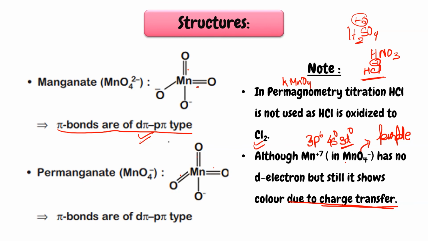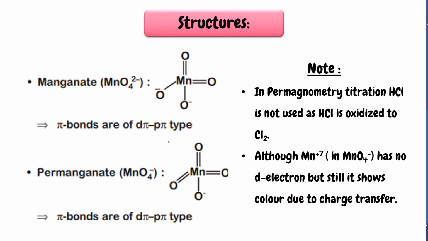Cr plus 6, that is potassium dichromate, or this manganate, permanganate, both are not having any d electron, but still they show color because of charge transfer. They do not show the color due to the d-d transition. They show the color due to charge transfer. Got it? Okay.